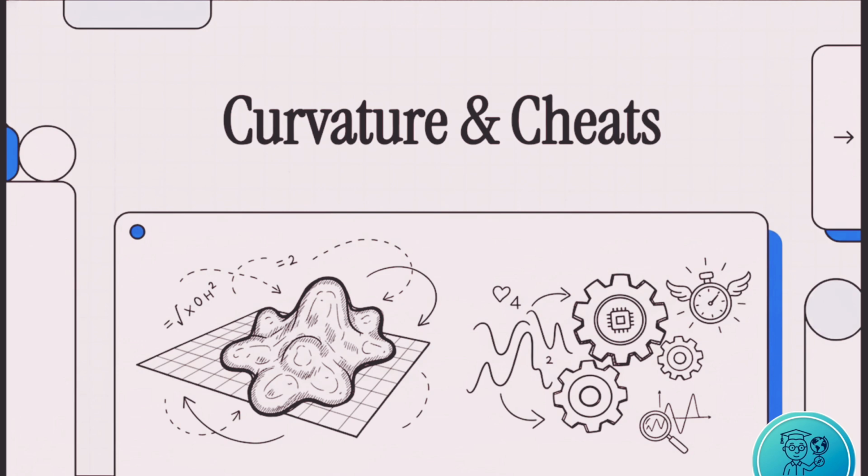Welcome to the Explainer. Today, we're going to solve this rendering mystery together. We're looking at curvature and cheats, the math behind 3D displacement mapping. We're going to break down the fascinating math, the clever algorithmic cheats, and the brilliant solutions that allow computer graphics to give us infinite detail without the infinite computational cost.